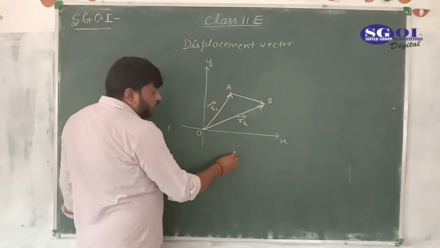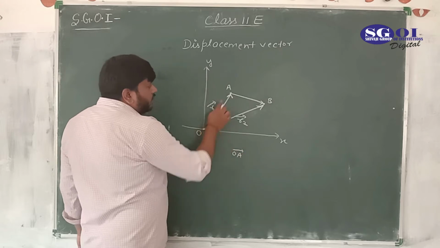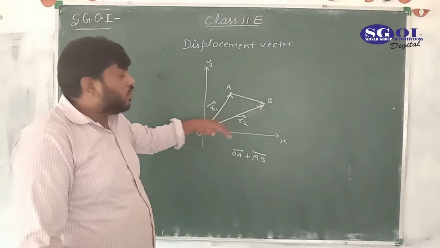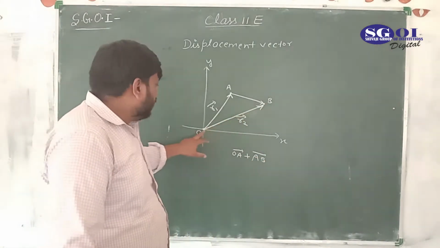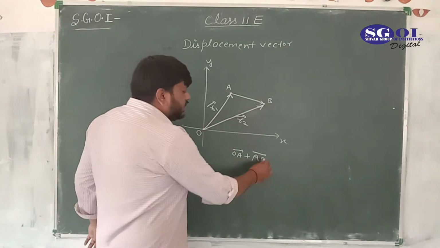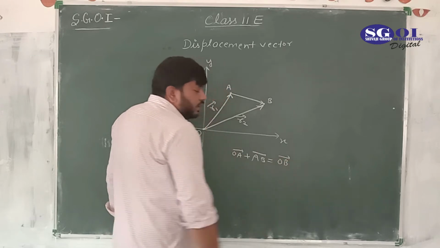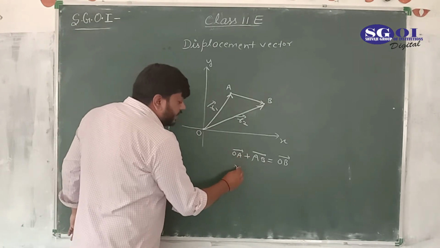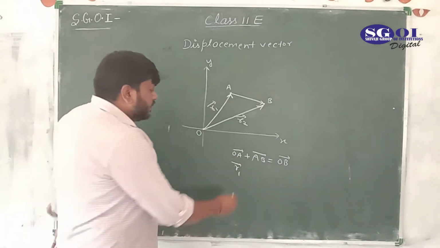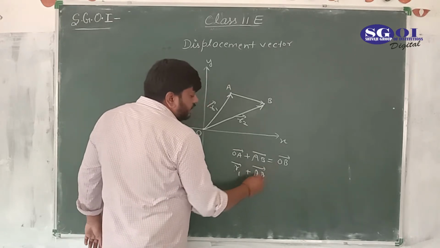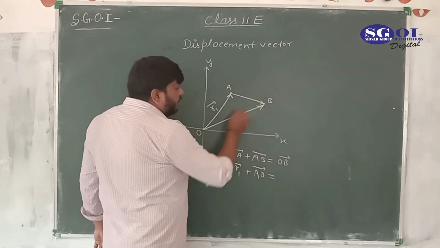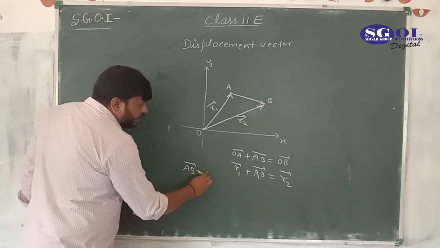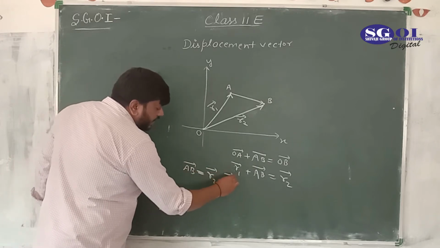Suppose O to A, OA vector, plus A to B, AB vector. We are moving in the direction of the arrow. Finally we reach at B from O. So the resultant is O to B, so this is equal to OB vector. And OA vector I already named as R1. So in place of OA vector I am putting R1 vector plus AB vector as it is. I didn't name it. And OB vector is R2 vector. So finally it would be AB vector equal to R2 vector minus R1.